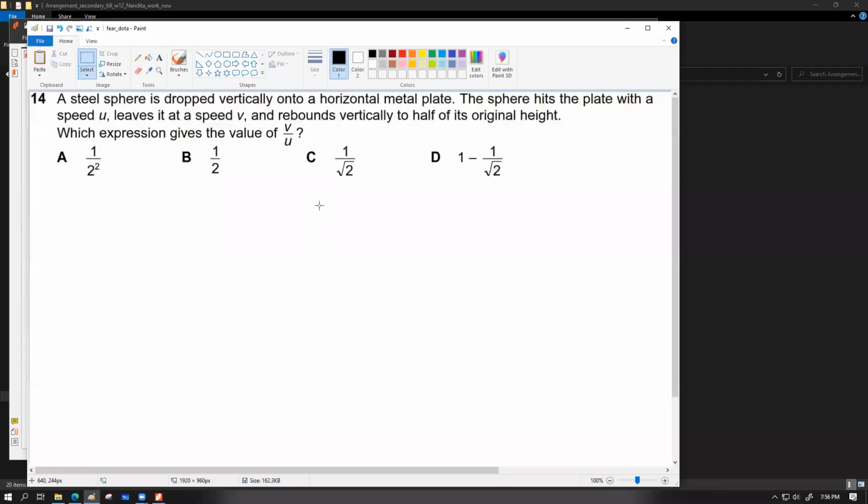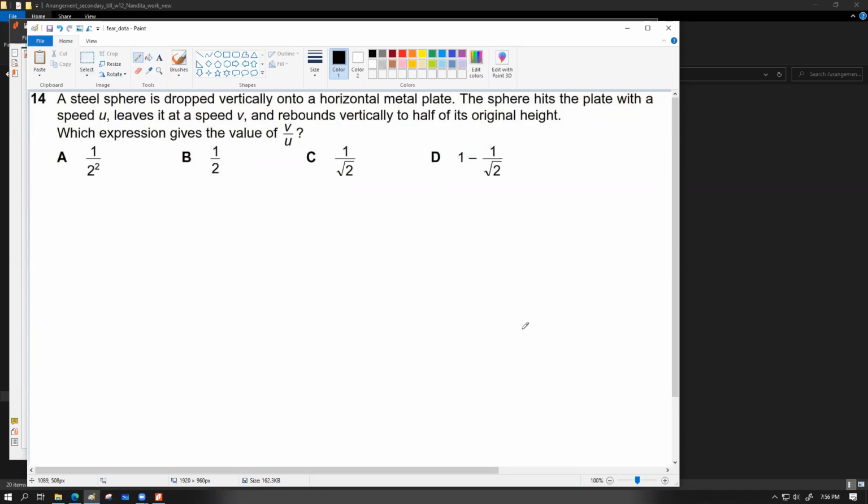Okay, so let's have a look at this problem. A steel sphere is dropped vertically onto a horizontal metal plate. The sphere hits the plate with a speed u, leaves at speed v, and rebounds vertically to half of its height. Which expression gives a value of v and u? This equation gives us the information about height and also the initial and final velocities.